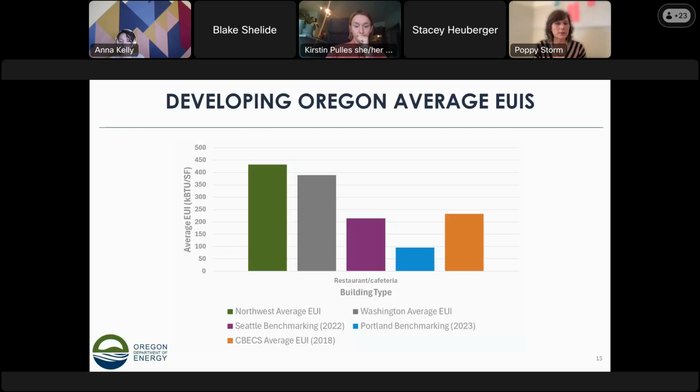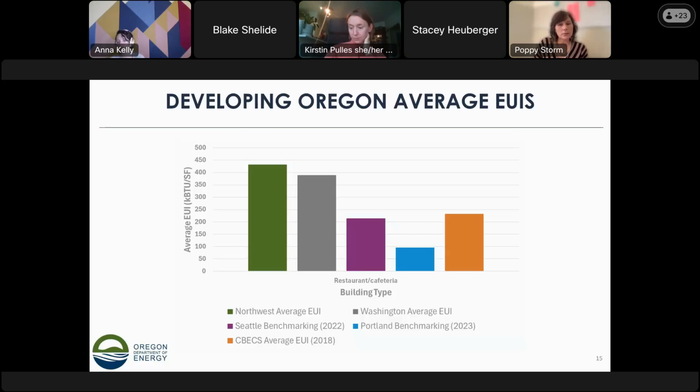For example, in the Portland benchmarking data set, there can be issues with how building types are classified. So we're not recommending that we select the Portland benchmarking data or even the Seattle benchmarking data. They're too low. But we do recommend using the CBEX data EUI as a starting point.